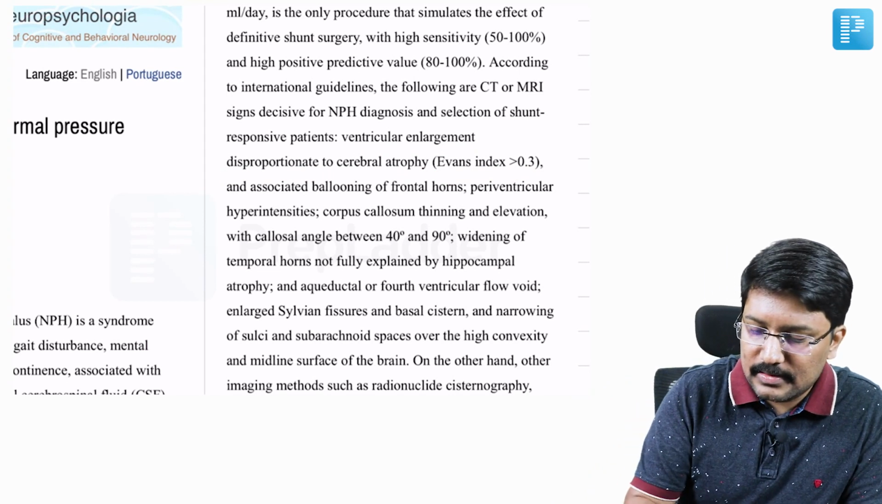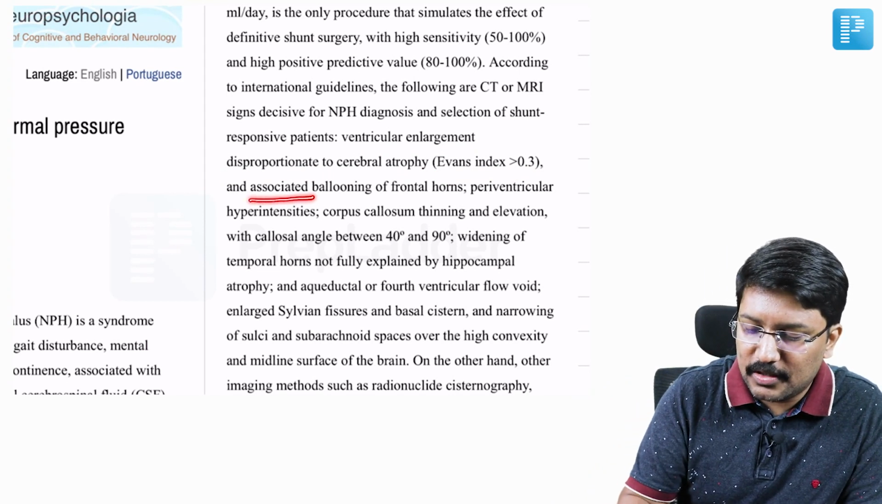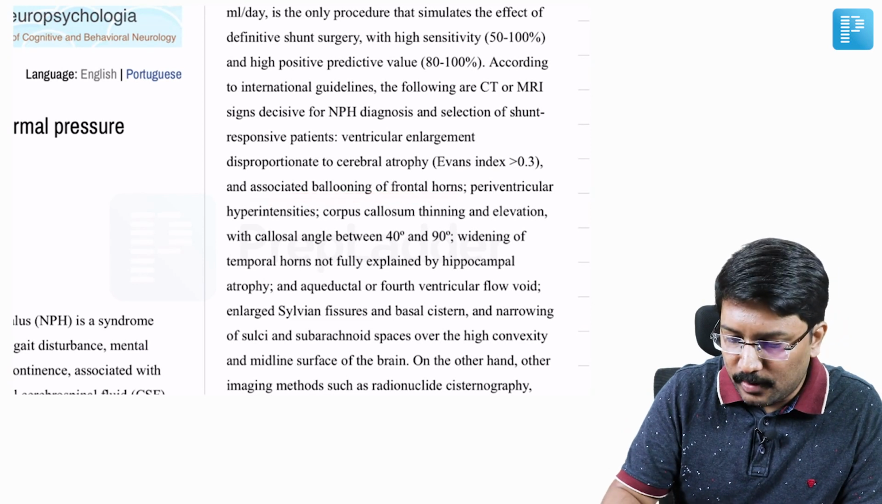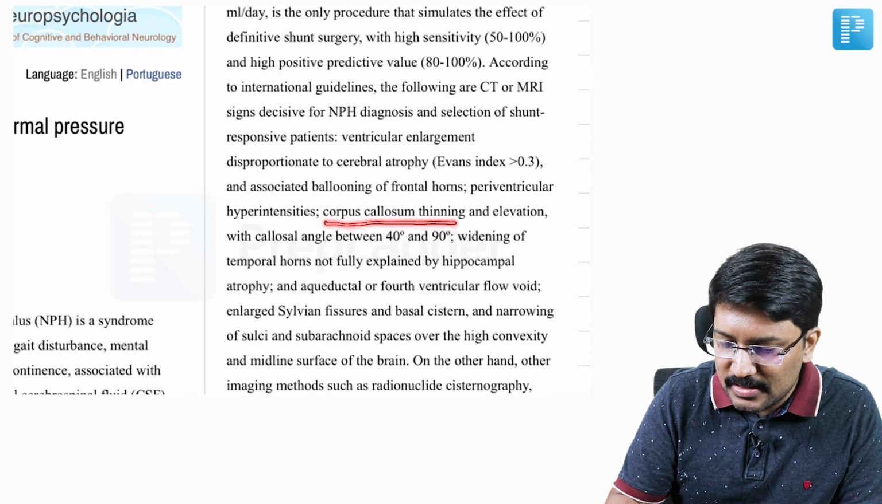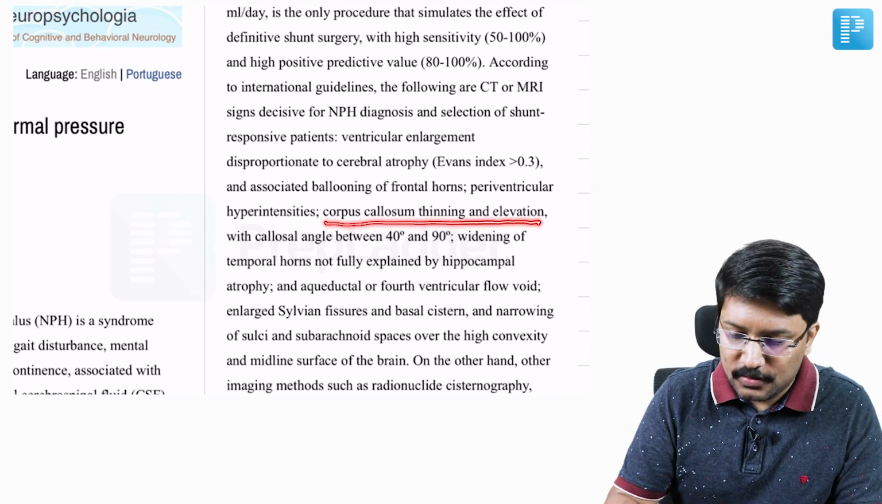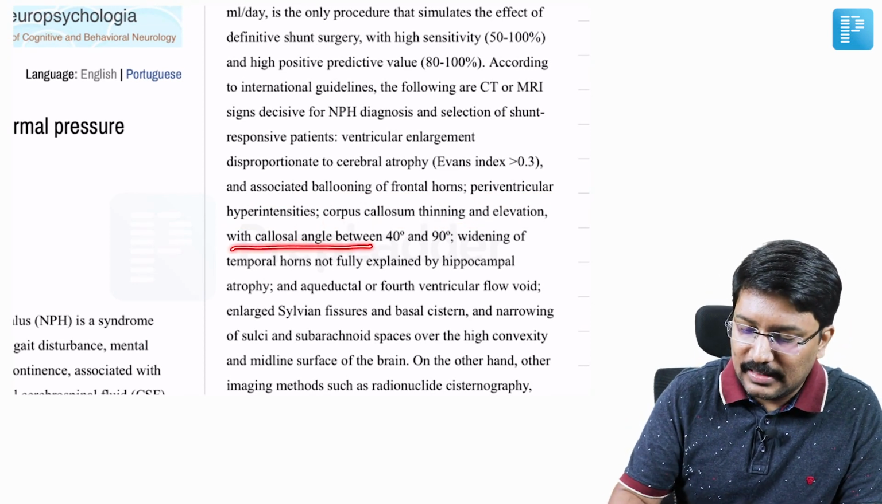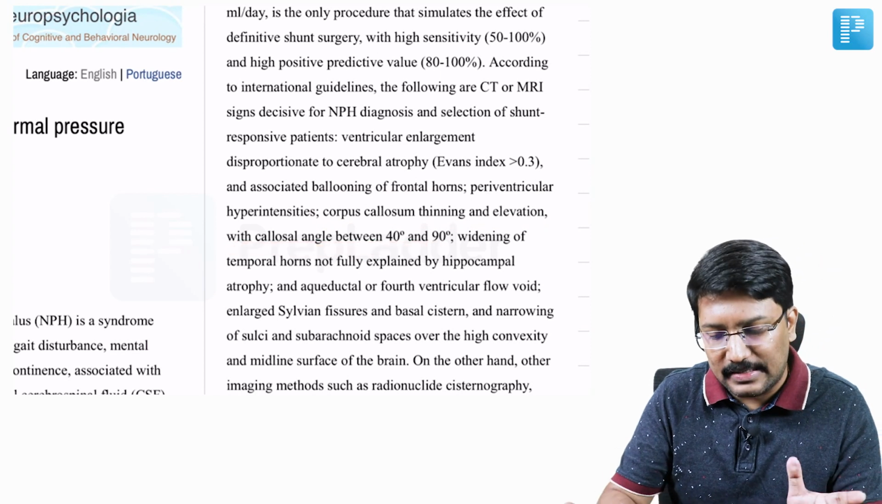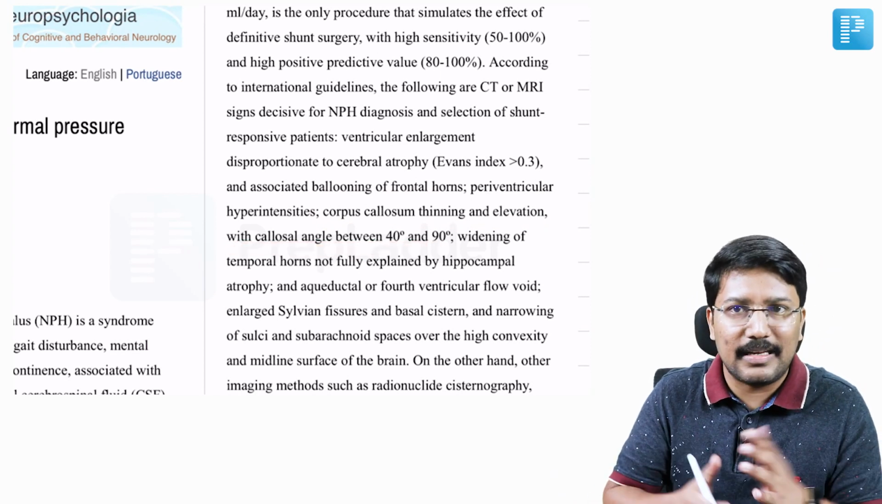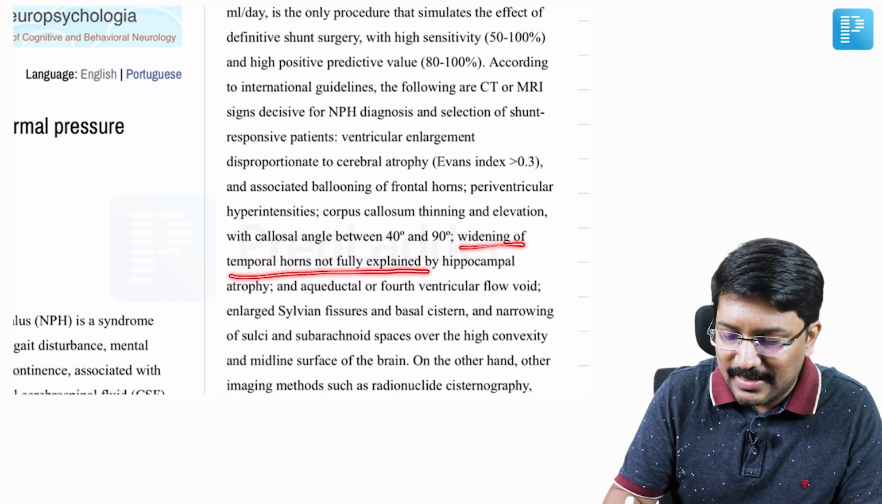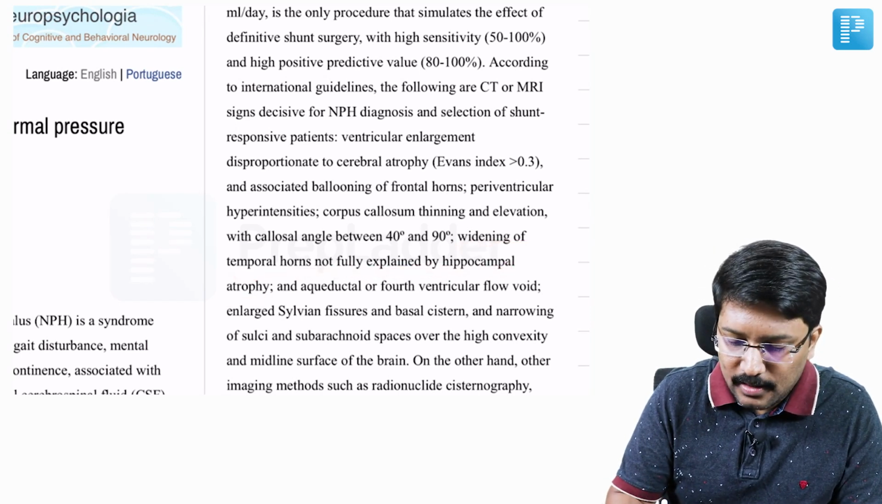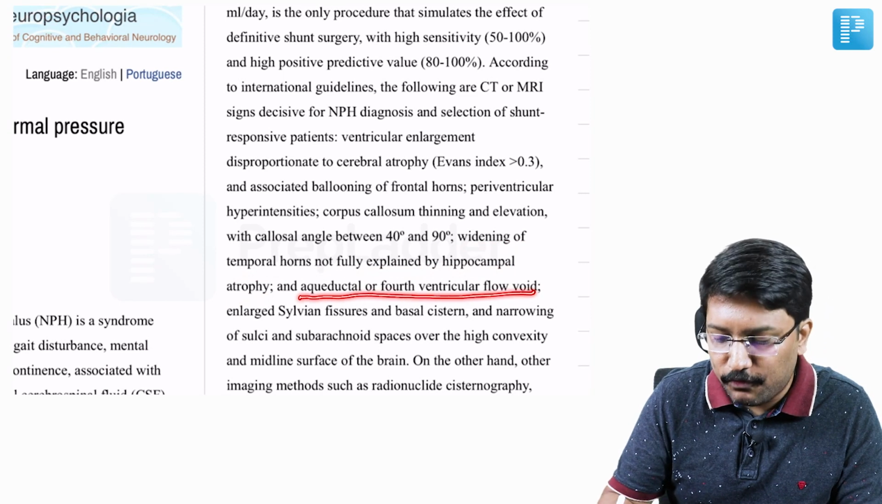The second thing he says, there is often association with ballooning of the frontal horns. Periventricular hyperintensities may be seen. Corpus callosum is thinned and there is elevation. So there is a callosal angle which is narrow, 40 to 90 degrees. These are all points that are definitely important for NPH diagnosis. Widening of temporal horns not fully explained by hippocampal atrophy, and aqueduct or fourth ventricle flow void.